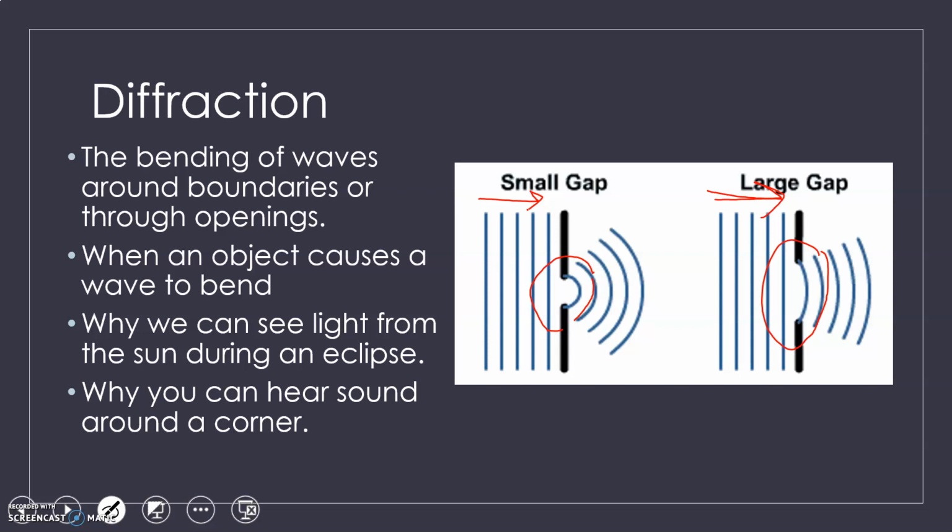You can also do this with sound. Let's say you're down the hallway and another person is in the room and they start talking. Well, it's going to go from that room into the hallway because that sound is going to bend through that barrier and go down that hallway.